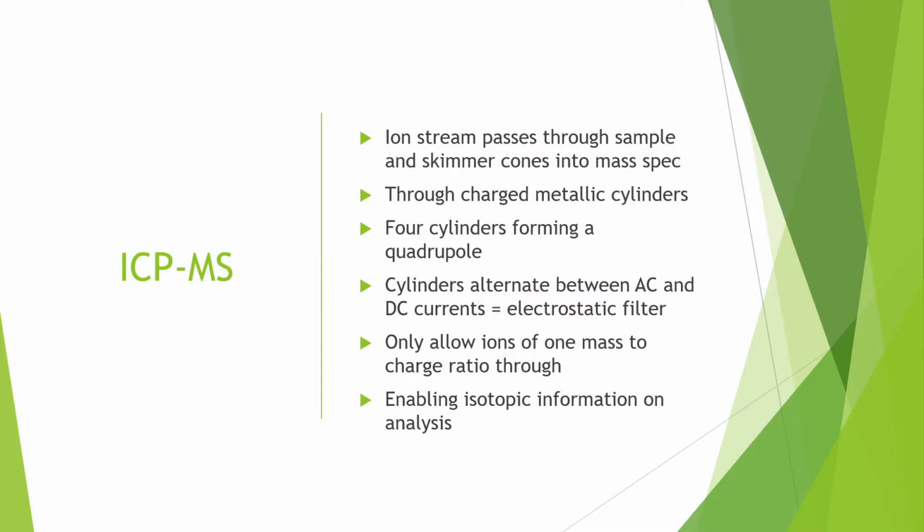The ion stream passes through the sample and skimmer cones into the mass spectrometer through to a series of charged metallic cylinders, which prevents the positive ions from repelling each other and moving out of the stream. There are 4 such cylinders forming a quadrupole. These cylinders alternate between AC and DC currents, forming an electrostatic filter, which only allows ions of one mass-to-charge ratio through, enabling the ICP-MS to provide isotopic information on the analysis.